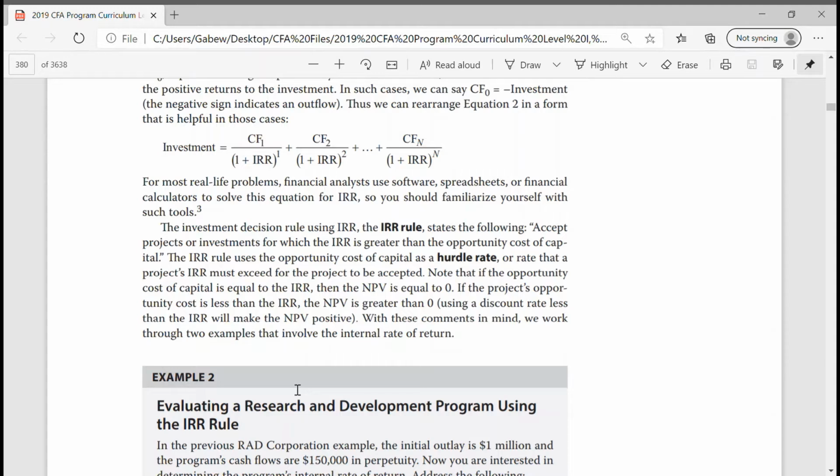The IRR rule uses the opportunity cost of capital as a hurdle rate, or the rate that a project's IRR must exceed for the project to be acceptable. Note that if the opportunity cost of capital is equal to the IRR, then the NPV is equal to 0. Using a discount rate less than the IRR, we make the NPV positive.